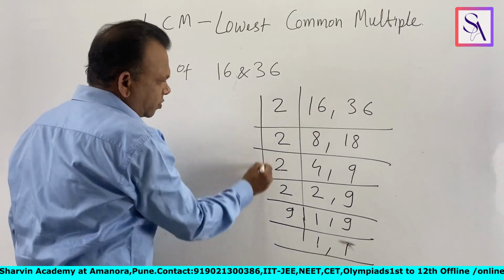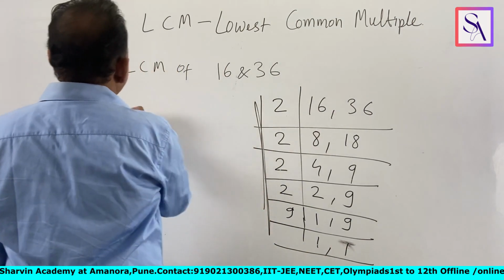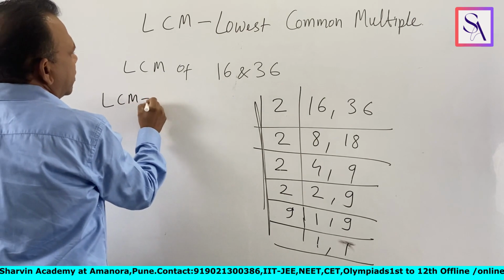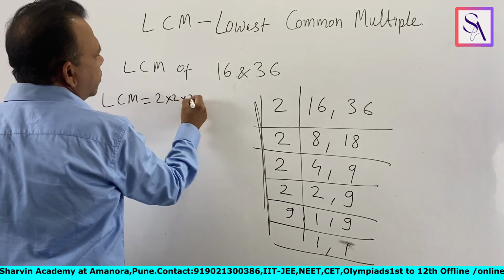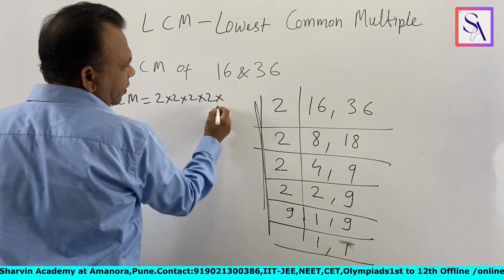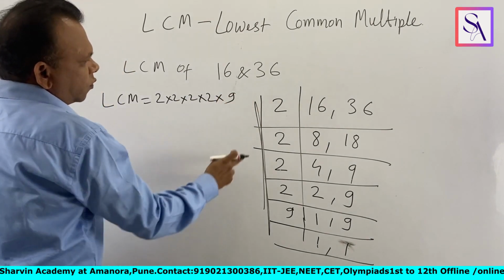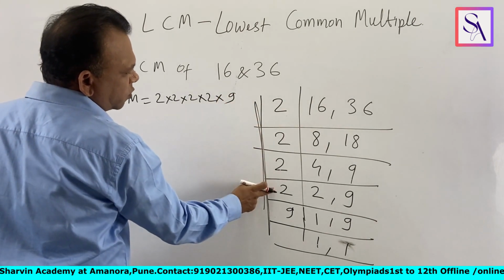These are the numbers which we got. So LCM is 2 into 2 into 2 into 2 into 9. So 4 times 2, 1 2 3 4 times 2, and 9.